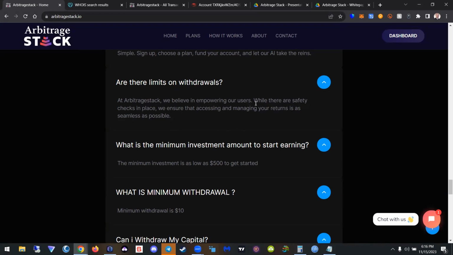So are there or aren't there limits on withdrawals? We want to know, how many withdrawals can we have per day? Are we limited to just one? Is there a minimum that we have to withdraw? The answer is yes, $10 is the minimum, I believe. And is there a maximum? I believe it's one withdrawal per day is the limit. I don't know if there is a maximum withdrawal or not.